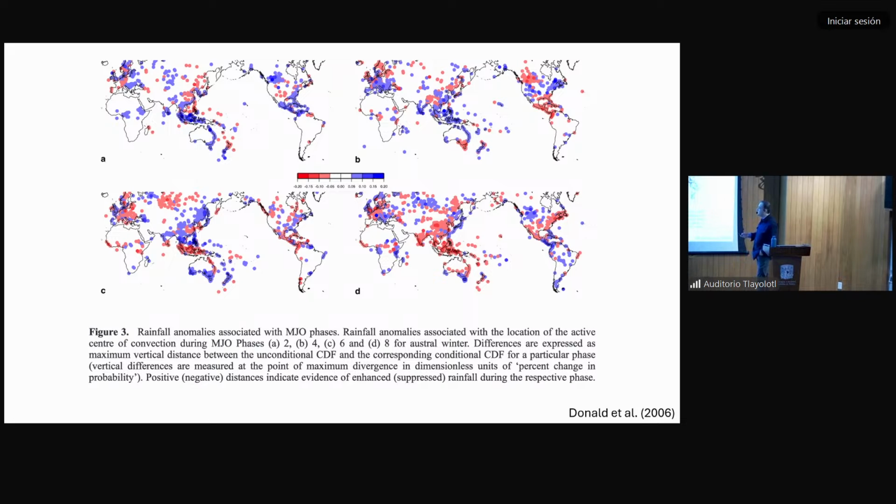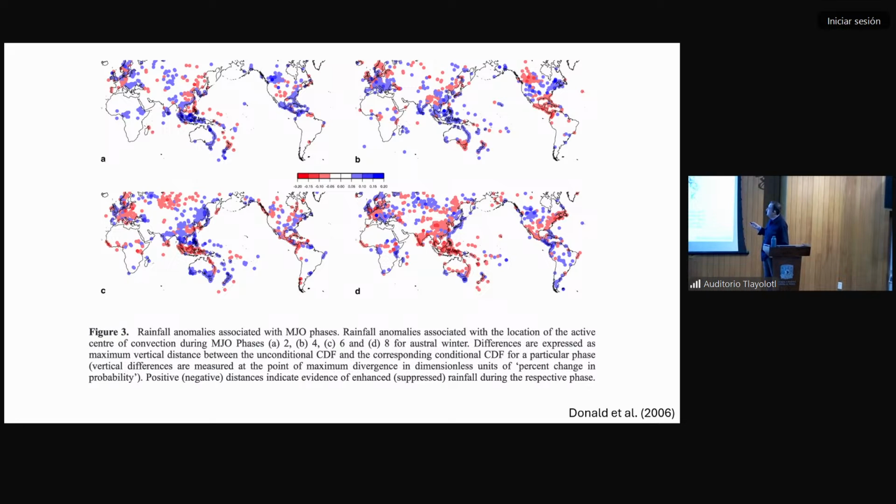Donald et al., for example, studied how the Madden-Julian oscillation influences precipitation in different parts of the world. And we can see that blue means that there is enhanced rainfall. Red means that there is suppressed rainfall. So more rainfall, less rainfall.